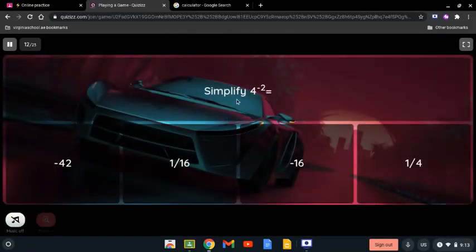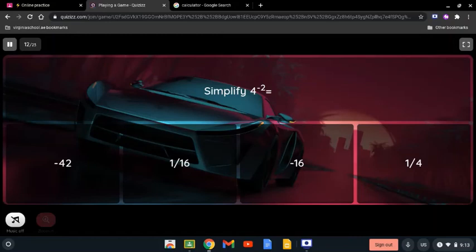Simplify 4 to the power of negative 2. When you want to solve a negative exponent, all you have to do is turn it into a fraction. When there isn't a number, you always use 1. So it's going to be 1 over 4 to the power of 2. You don't really have to write the negative sign. You're just going to write a fraction, 1 over 4 to the power of 2.